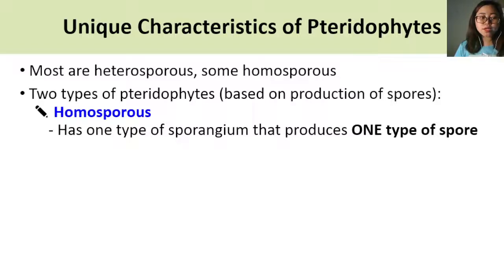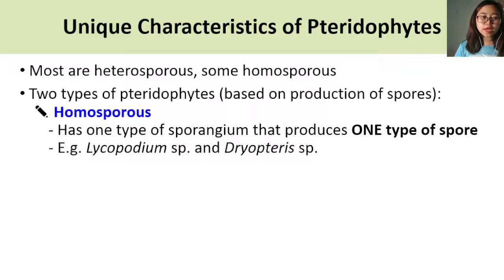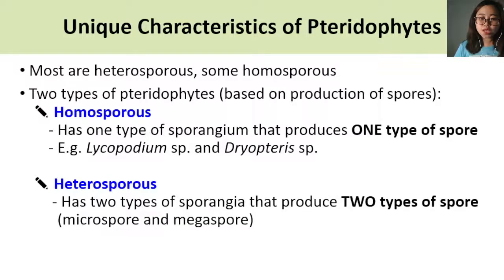In homosporous pteridophytes, they have only one type of sporangium that produces one type of spore. Examples of organisms in this group are Lycopodium species and Dryopteris species. Another type is heterosporous pteridophytes. In heterosporous pteridophytes, they have two types of sporangia that will produce two types of spores. So the spores will either be microspore or megaspore. Dalam erti kata lain, dihasilkan jantan dan betina. So an example of a heterosporous pteridophyte is Selaginella species.